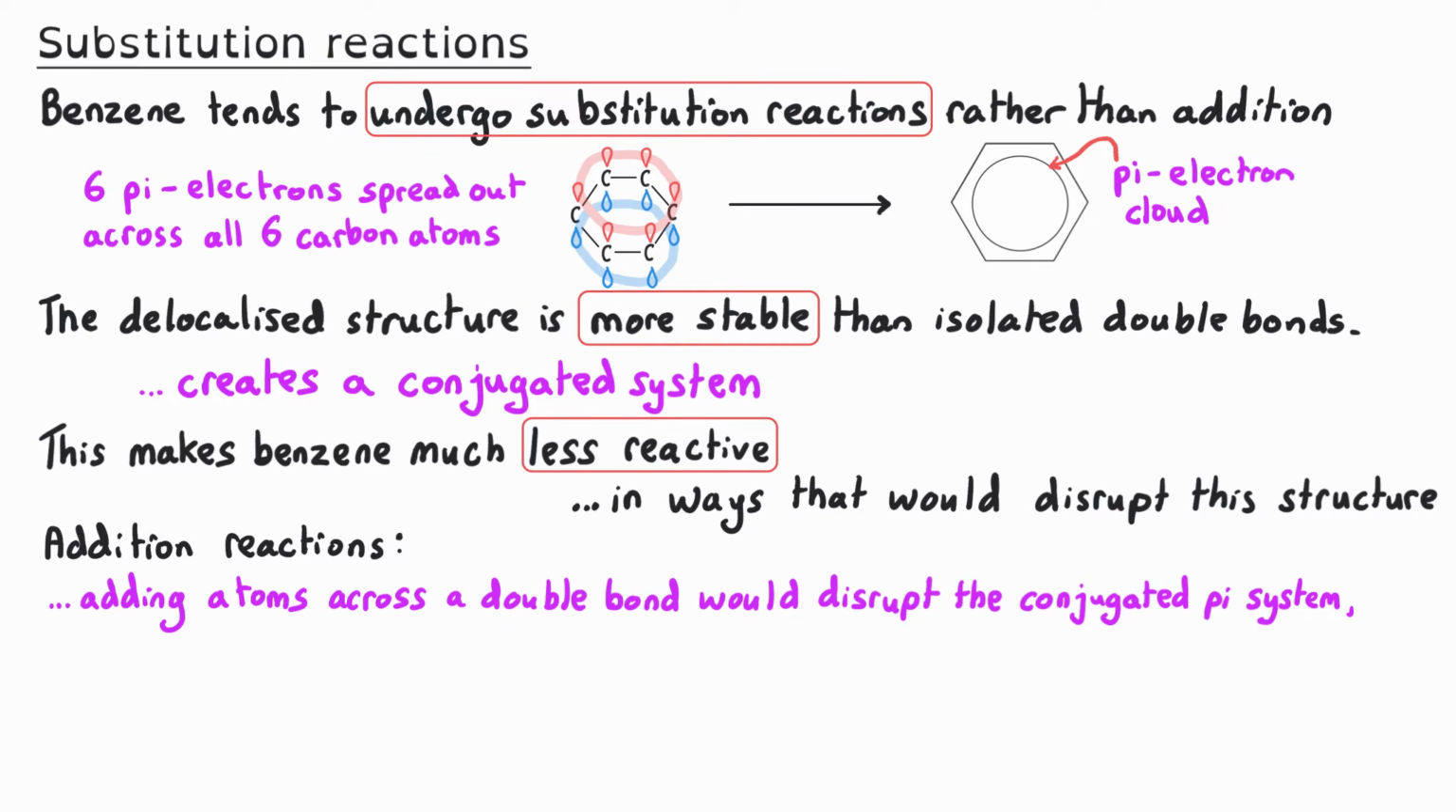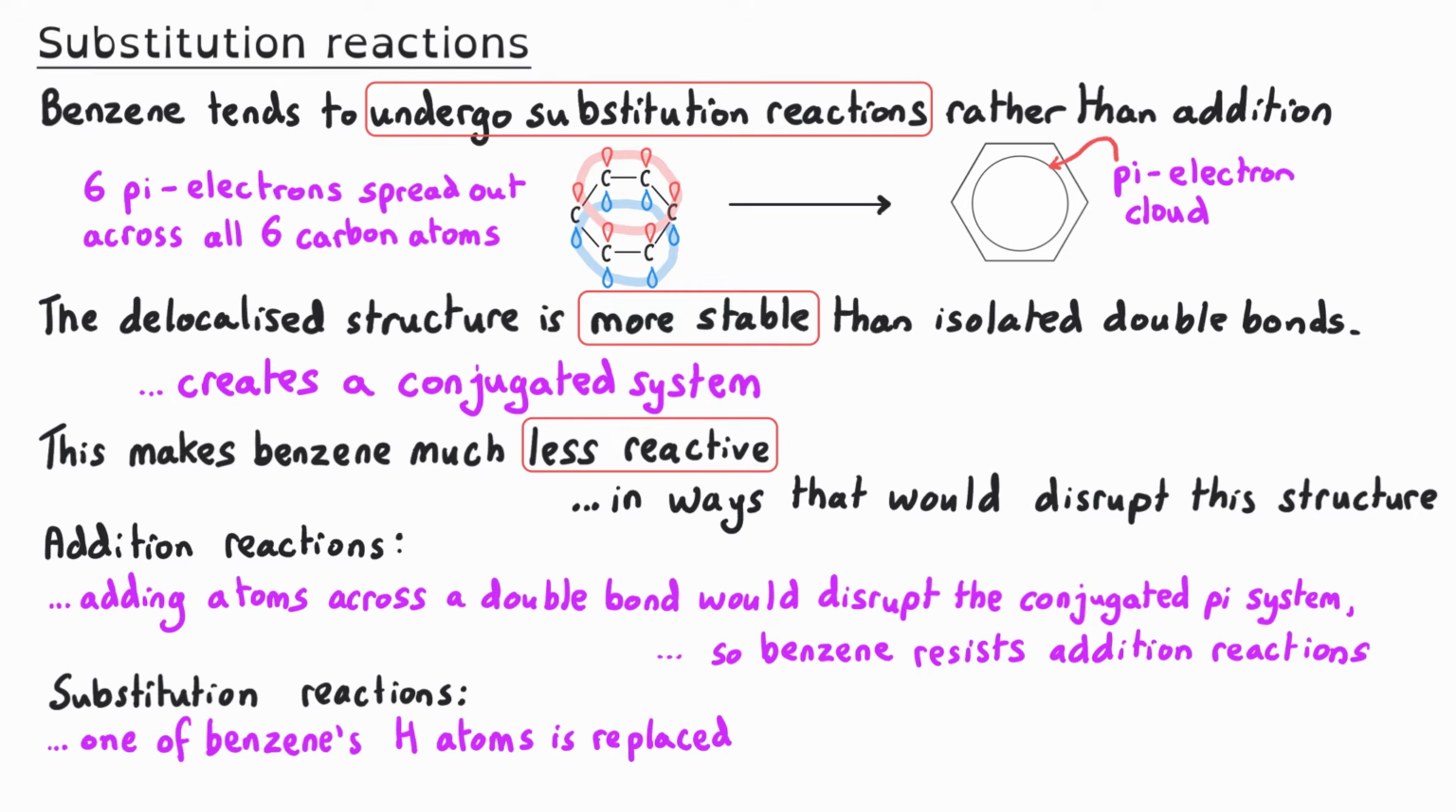During addition reactions, adding atoms such as hydrogen or chlorine across a double bond would disrupt this conjugated pi electron system. And so benzene resists addition reactions, which would make it lose its aromaticity and therefore its stability. In substitution reactions, one of benzene's hydrogen atoms is replaced, but the delocalised pi electron cloud remains largely intact, and this allows benzene to react without sacrificing its stability.